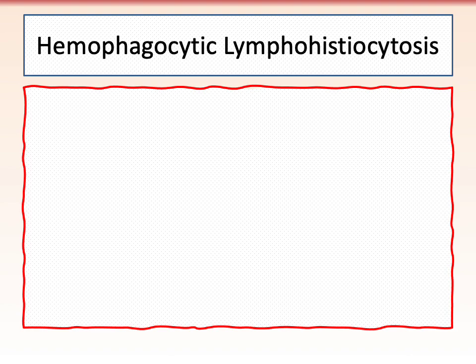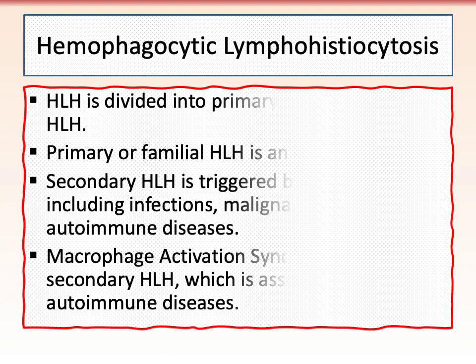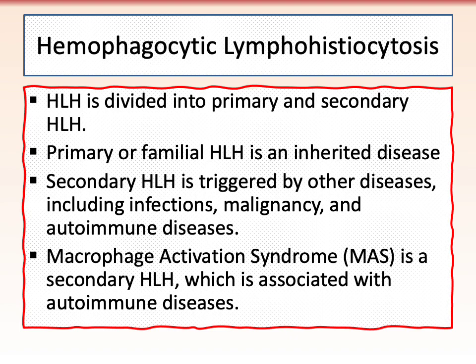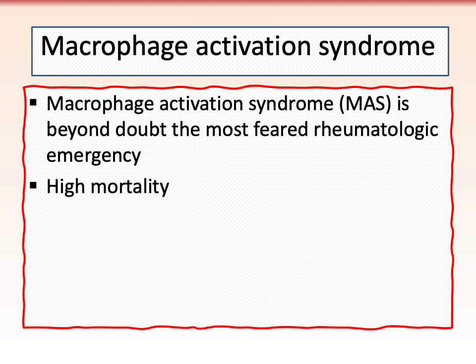Hemophagocytic lymphohistiocytosis is divided into primary and secondary HLH. Primary or familial HLH is an inherited disease, while secondary HLH is triggered by other diseases including infection, malignancy, and autoimmune diseases. Macrophage activation syndrome is a form of secondary HLH which is associated with autoimmune diseases. Macrophage activation syndrome is a rheumatologic emergency with a very high mortality.